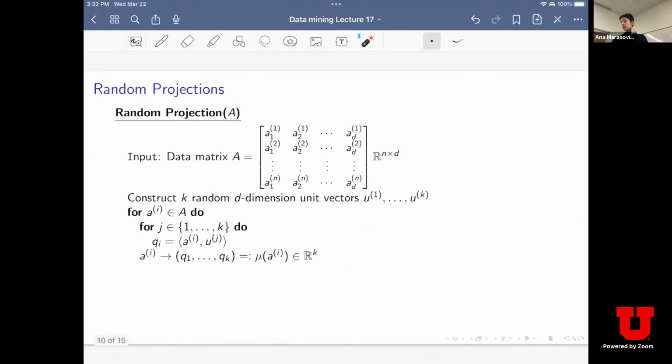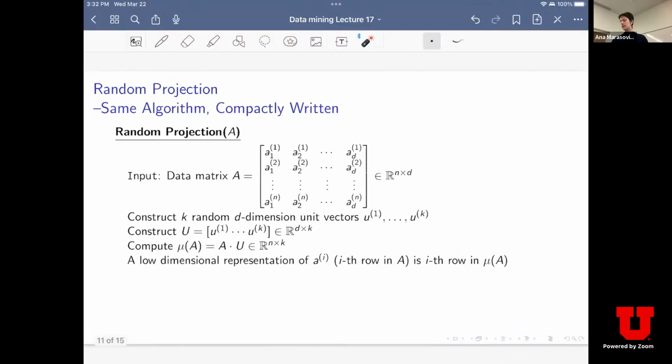So going back to the algorithm, here I said I have a for loop where we go over every point. A compact way of writing that is that from these vectors u1 to uk, you produce a matrix U that has each one of these vectors as a column. Then all you need to do is a product between matrices A and U, and each one of the rows in the new matrix you have produced is going to be the exact mapping we have seen before. It's just a more compact way of writing, and it's how you would go about implementing something like this.